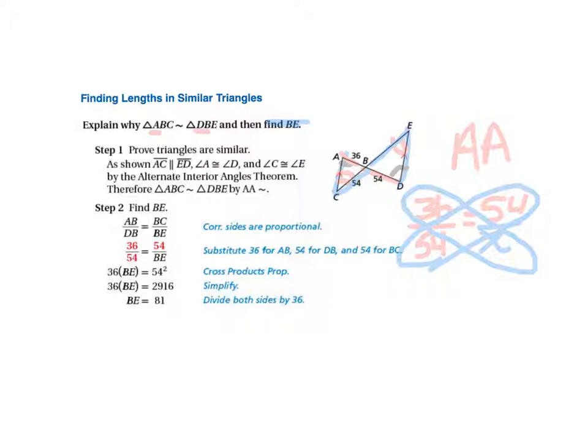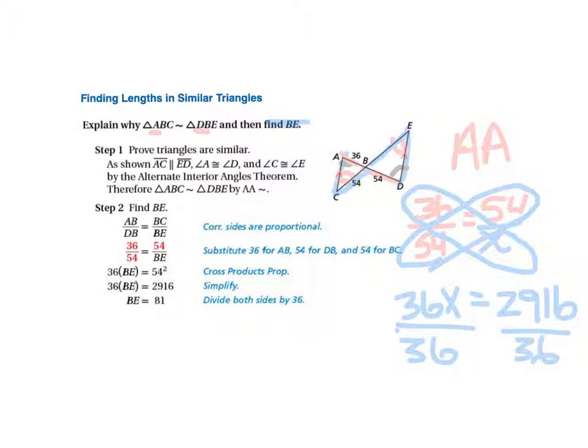You saw this in 7-1 as well, where we have to distribute in that case. But here we don't have binomials, so we're just doing 36 times X, which is 36X, is equal to 54 times 54, or 54 squared, which is 2,916. Divide both sides by 36 to solve for X, and we get that X is equal to 81. And so remember, X was side BE, the unknown that we were trying to find. So we know that the length of BE is 81 units.